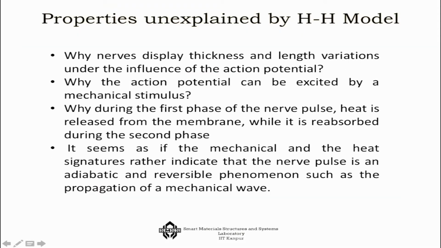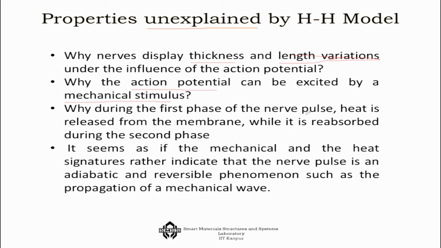We now will talk about the properties which are actually unexplained by the H-H model. For example, we know that as the action potential crosses the axon, there is a change in the thickness and a change in the length under the influence of the action potential. Also, we know that a mechanical stimulus can actually actuate the action potential, whereas the electrical model cannot explain that.